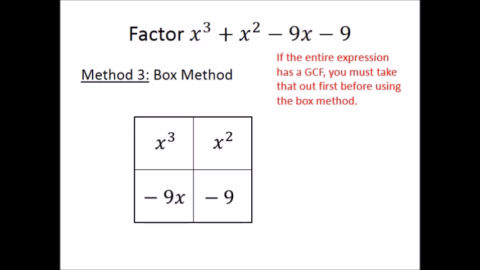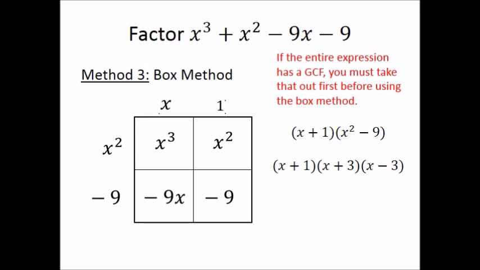The greatest common factor of the first row is x squared. The GCF of the second row is negative 9. And then for the first column, common factor is x, and in the second column, the only common factor is 1. This means our factors are x plus 1 across the top and x squared minus 9 along the side. As in the previous two methods, we'd still need to factor the x squared minus 9 further.